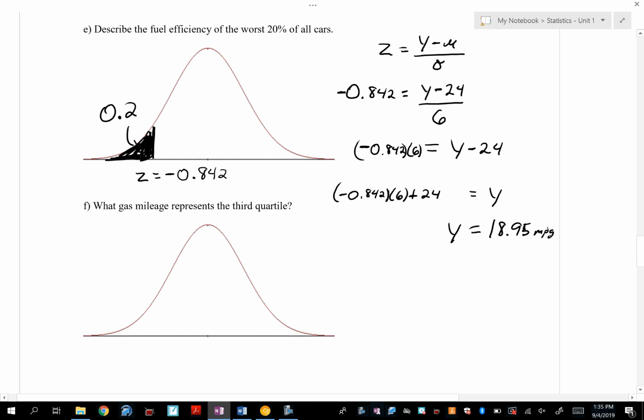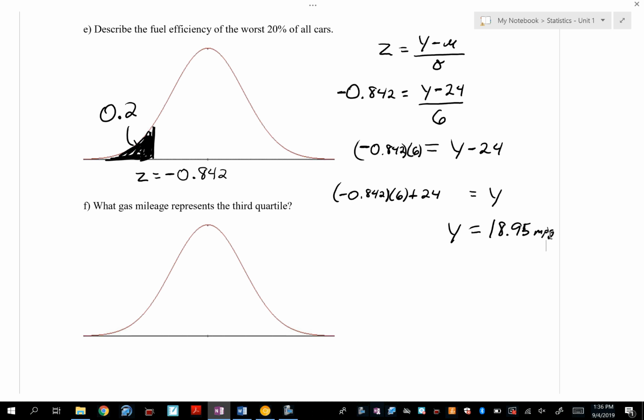Okay, so any person who goes to get their car inspected and finds out that their fuel efficiency, after it's been test driven by the dealership, their average fuel efficiency is less than 18.95, so basically less than 19 miles per gallon. That's in the worst 20% of all cars in the state of Texas. Okay? Sorry, Guillermo. All right, you're probably in the worst 5%, but that's okay. We're not going to get specific yet.